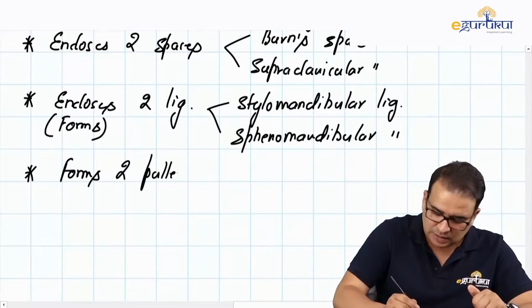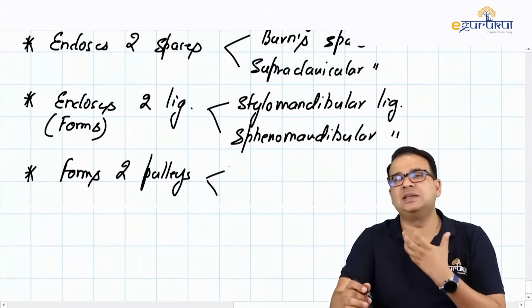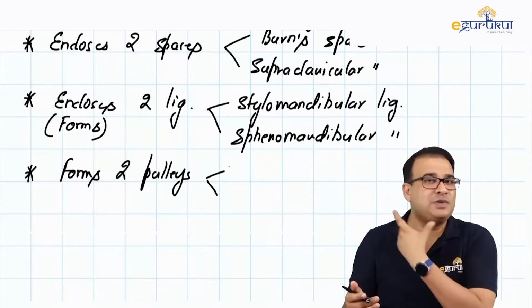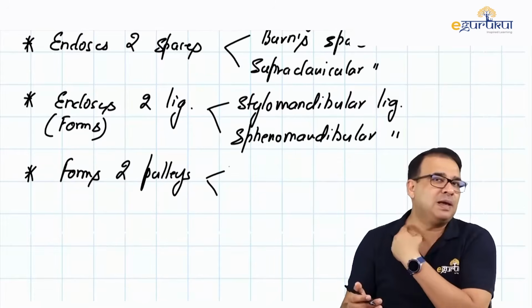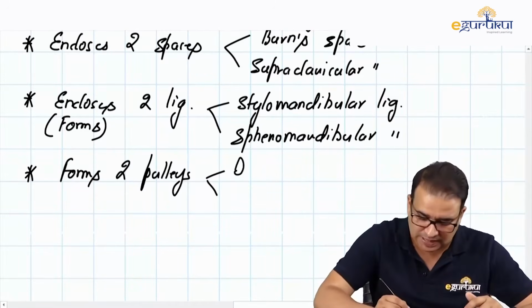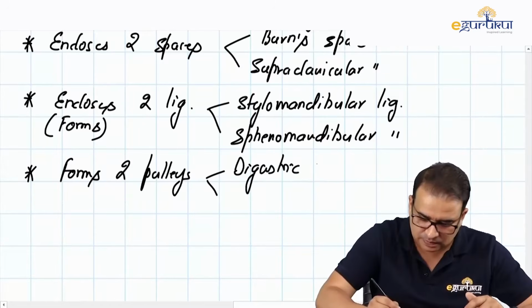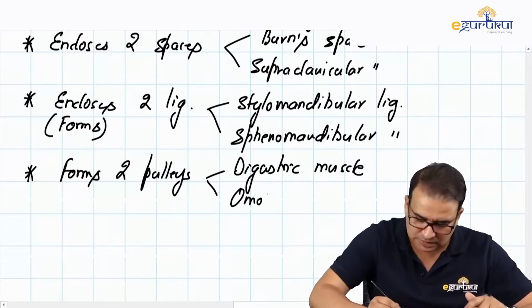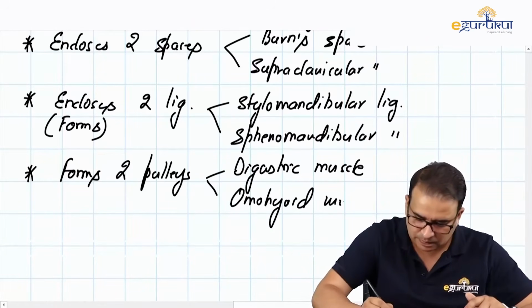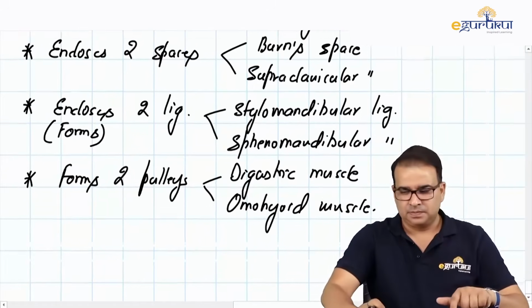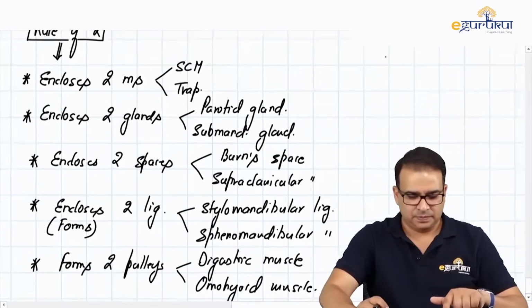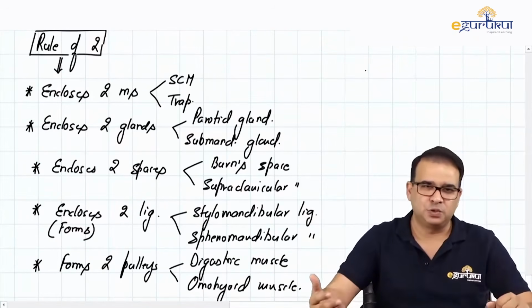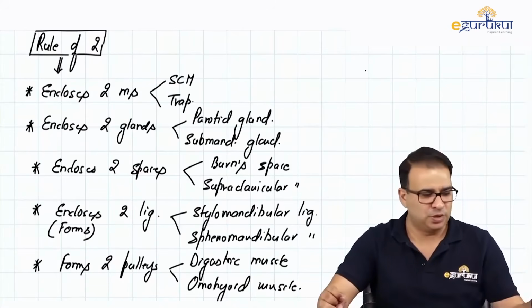And lastly, this also forms two pulleys. What muscles need a pulley, guys? What two muscles in the neck require a pulley? The muscles which have more than one belly. So we have the anterior and posterior belly of digastric, and we have the superior and inferior belly of omohyoid. So the two muscles which need a pulley are the digastric muscle and the omohyoid muscle. So that is the so-called rule of 2 for the investing layer. It encloses two muscles, two glands, two spaces, two ligaments, and also forms two pulleys.